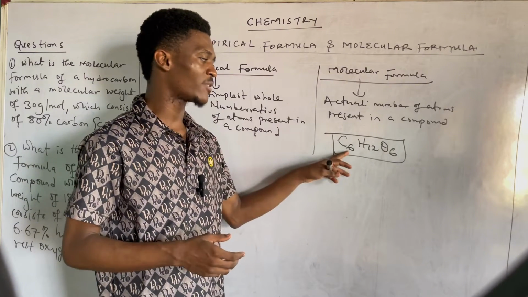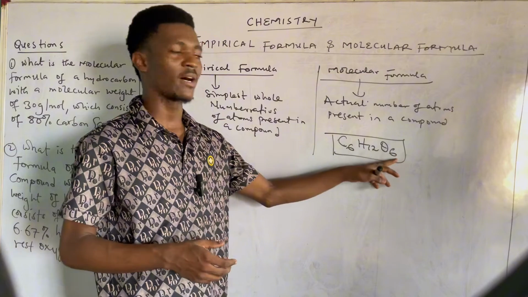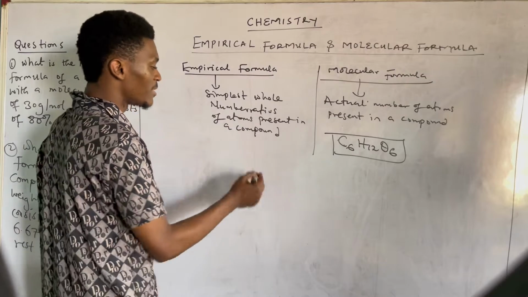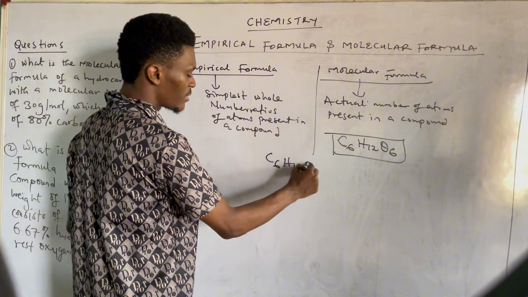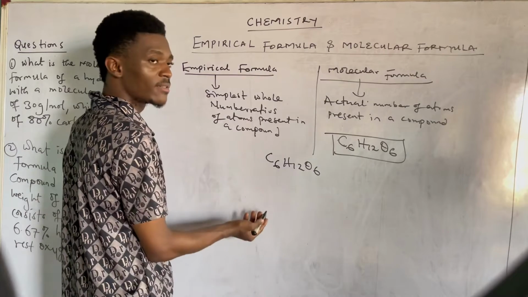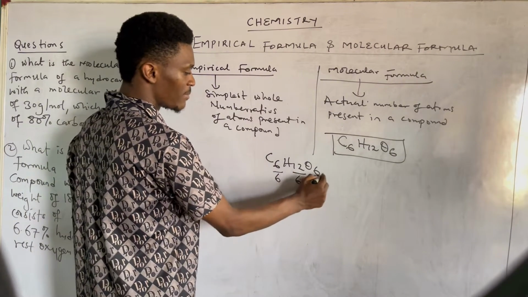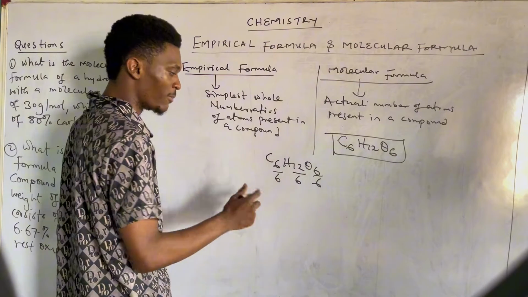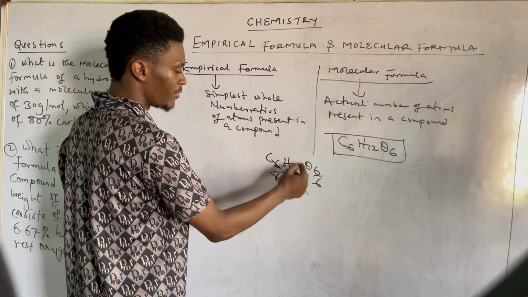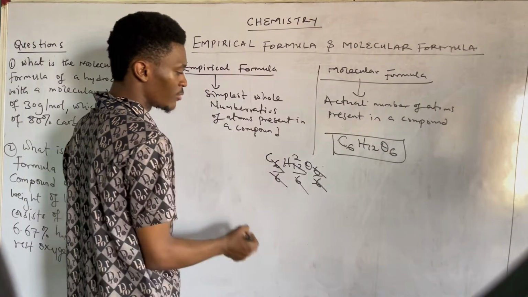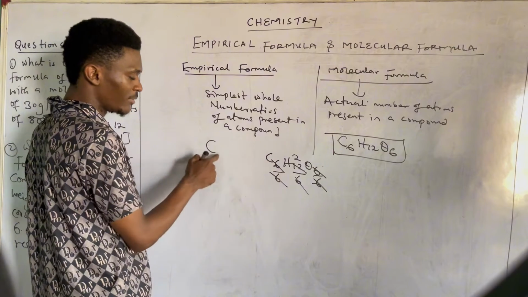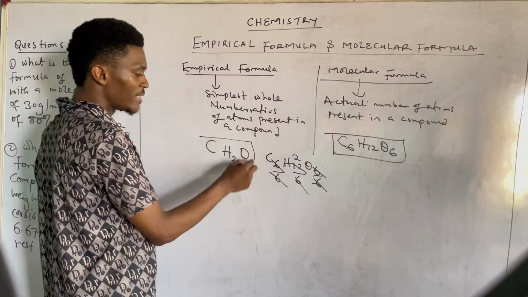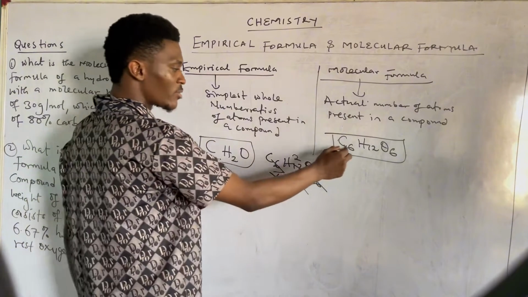Looking at this, we have 6 atoms of carbon, 12 atoms of hydrogen, and 6 atoms of oxygen. If you want to represent it in the simplest whole number ratios, for C6H12O6 we divide all through by 6, because 6 is the only factor that can reduce this to the simplest form. So 6 into 6 is 1, 6 into 12 is 2, and 6 into 6 is still 1. At the end, we have 1 atom of carbon, hydrogen becomes 2, and oxygen becomes 1. So this is the empirical formula of glucose, while the other one is the molecular formula.